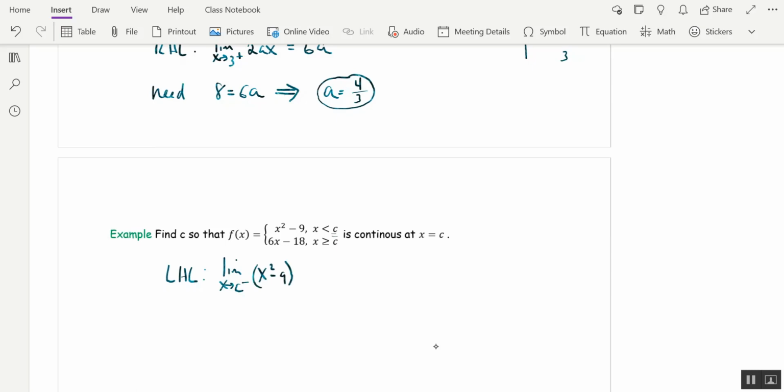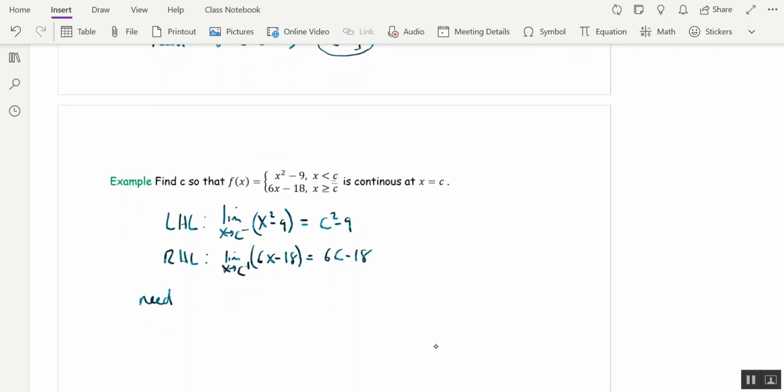I'm using the upper formula for the left-hand limit, and I can use substitution to find that limit. That's c squared minus 9. The right-hand limit is the limit as x goes to c from the right of 6x minus 18. Just use substitution. That's 6c minus 18. Okay, and now we need the left-hand limit to be equal to the right-hand limit. c squared minus 9 is 6c minus 18.